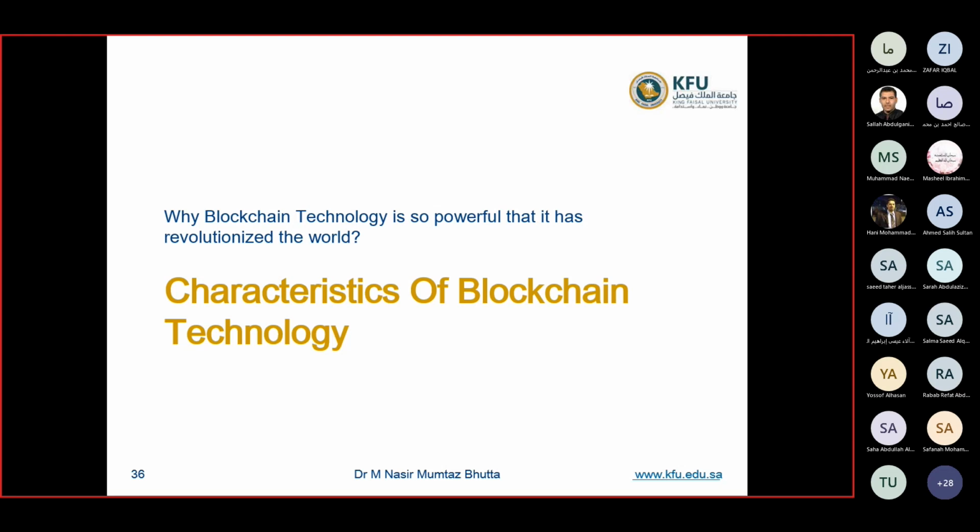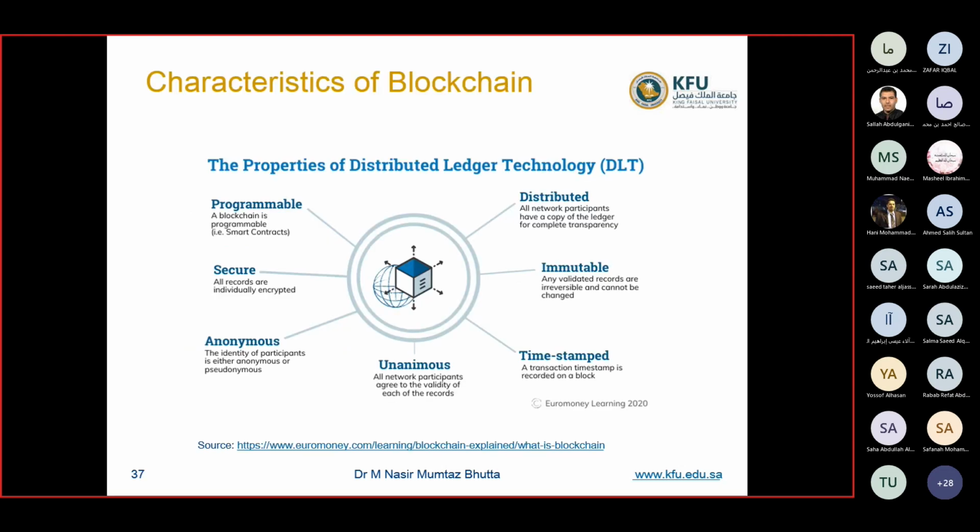So the question first is here, why blockchain is so powerful? That why it is being accepted by all the disciplines for building their applications for their projects, and that's why it is open for multidisciplinary research. What are the reasons? That is the characteristics or the properties of the blockchain.